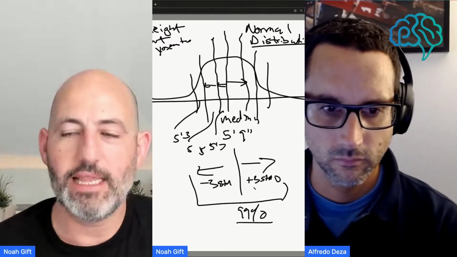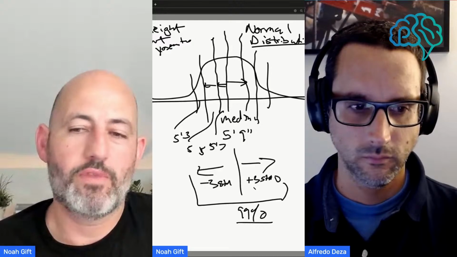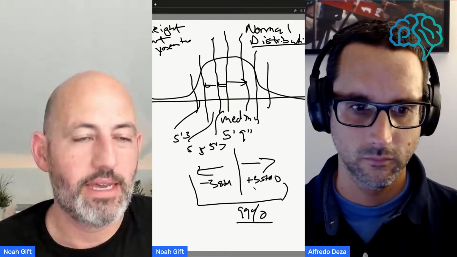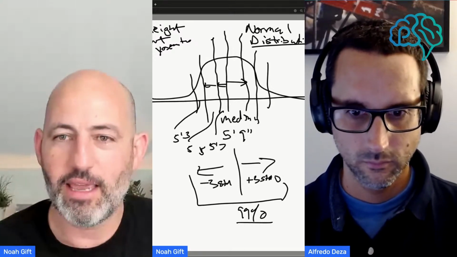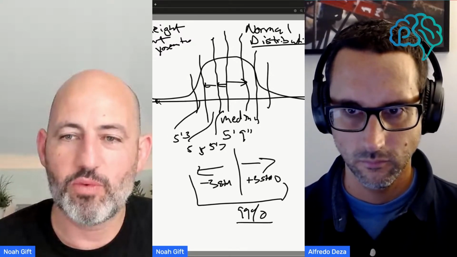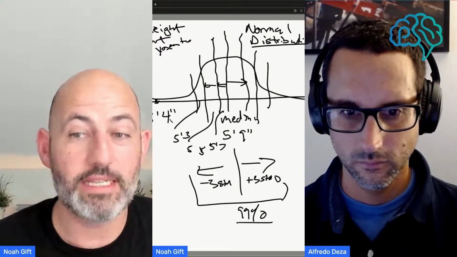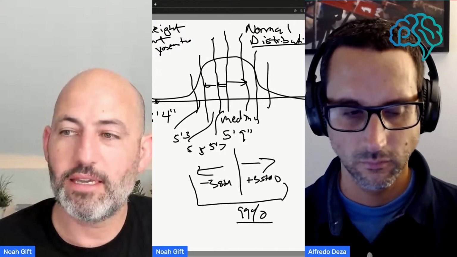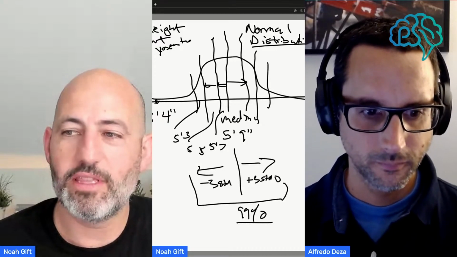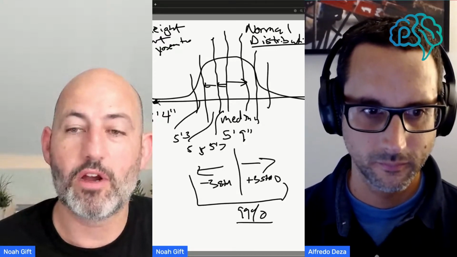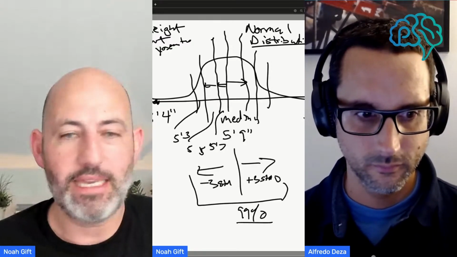You don't see a ton of 3'4" people, right? That's a very rare occurrence. If someone was here and they're 3 feet 4 inches tall, that's abnormal. Likewise, you also don't see people that are 8'9", right? These are very abnormal occurrences. They're not impossible, but they're really unlikely to have occurred.